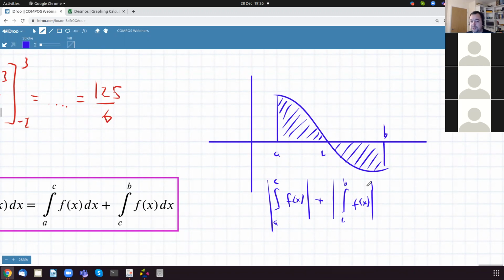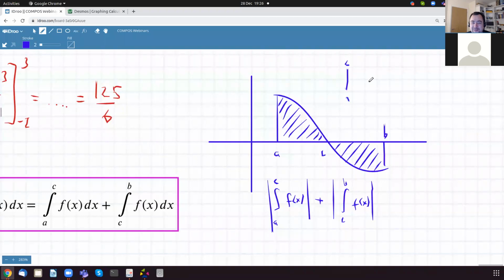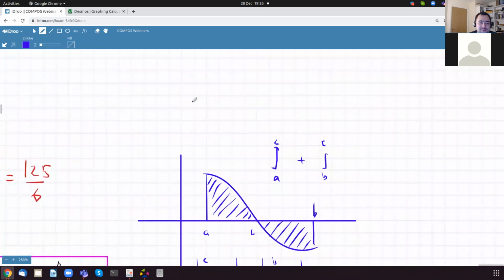Yeah, if you flip the limits, the sign changes. Technically, you could do from a to c plus from b to c. Although the integral from b to c doesn't really make much sense, because the other rule is that if you have an integral from a to b, it's equal to minus the integral of b to a. You're allowed to do that, although geometrically it doesn't make much sense.